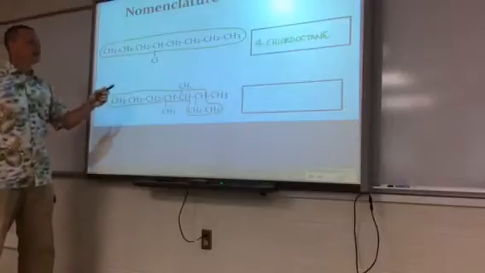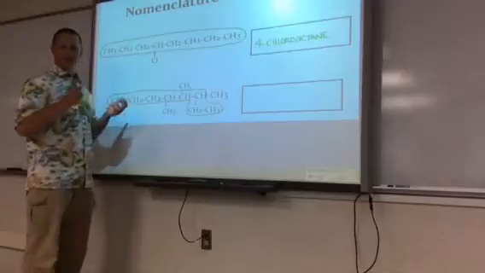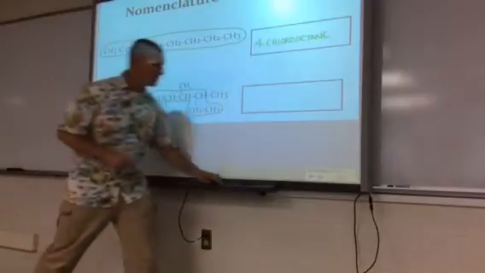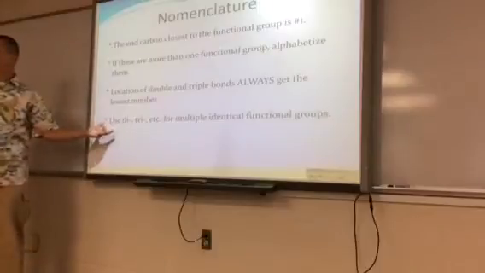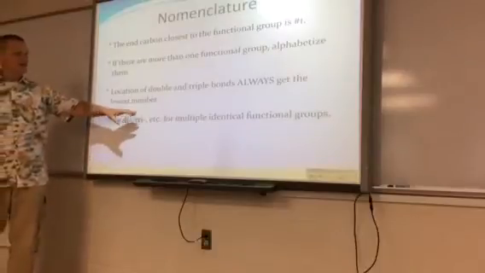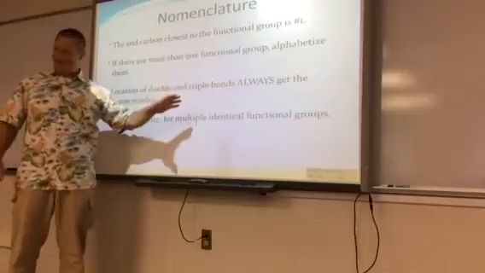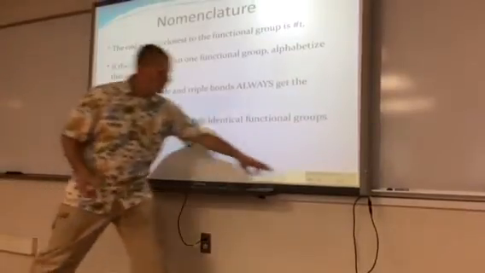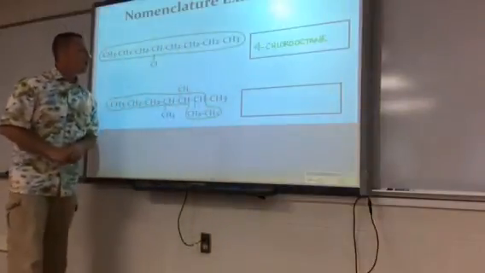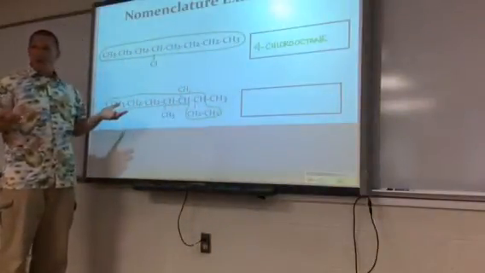So our parent is octane, and now we have some methyl groups to identify. And if I could just take it back to the previous slide, this is going to use this last bullet point: use di, tri, etc. for when you have multiple identical functional groups. So we've got 3 identical functional groups. They're all methyl groups. We just have to name where they are.